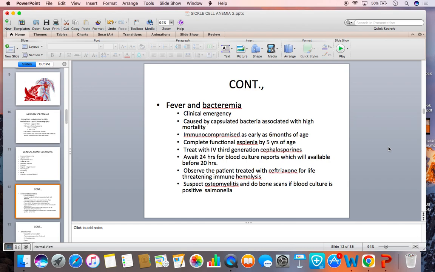It will be identified by a sudden drop in hemoglobin and rise in bilirubin levels. Suspect osteomyelitis, do bone scans if blood culture is positive for salmonella. Salmonella osteomyelitis, again a very common situation resulting in fever in infancy.